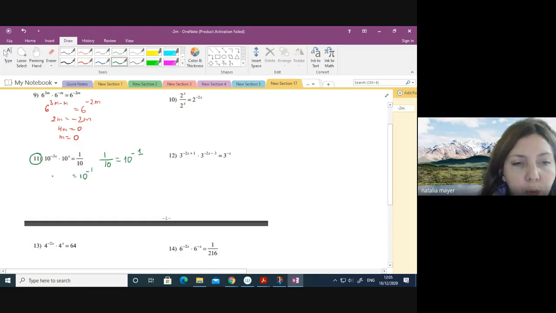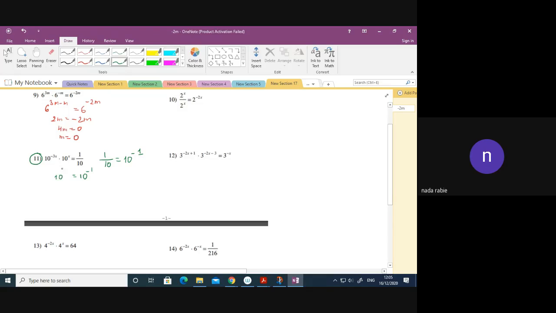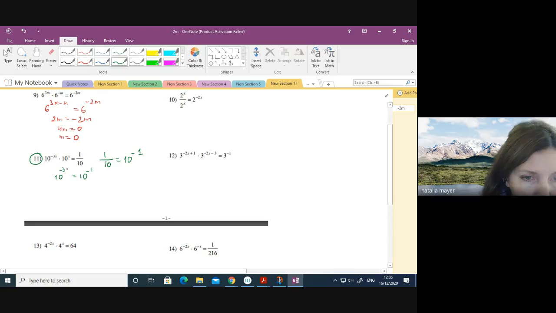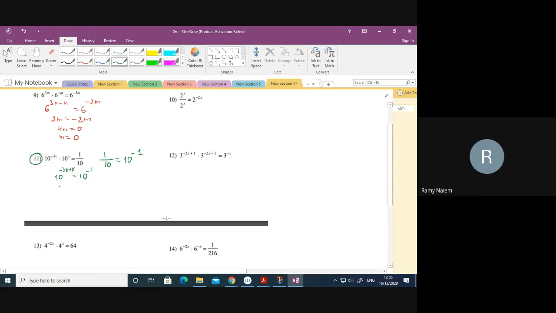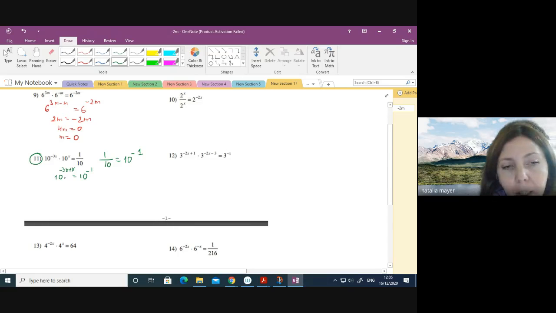What is going to be now on the left side, Nada? 10 to the power of negative 3x plus x. Next solution line, Rami. Rami. Yes. Is it going to be 10 to the power of negative 2x? Yes, but you don't have to do it.